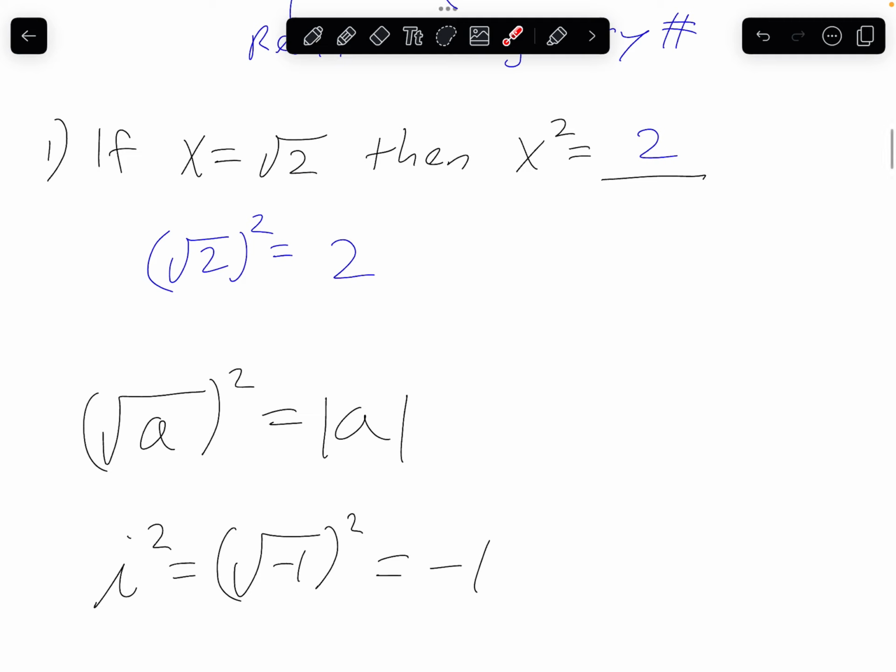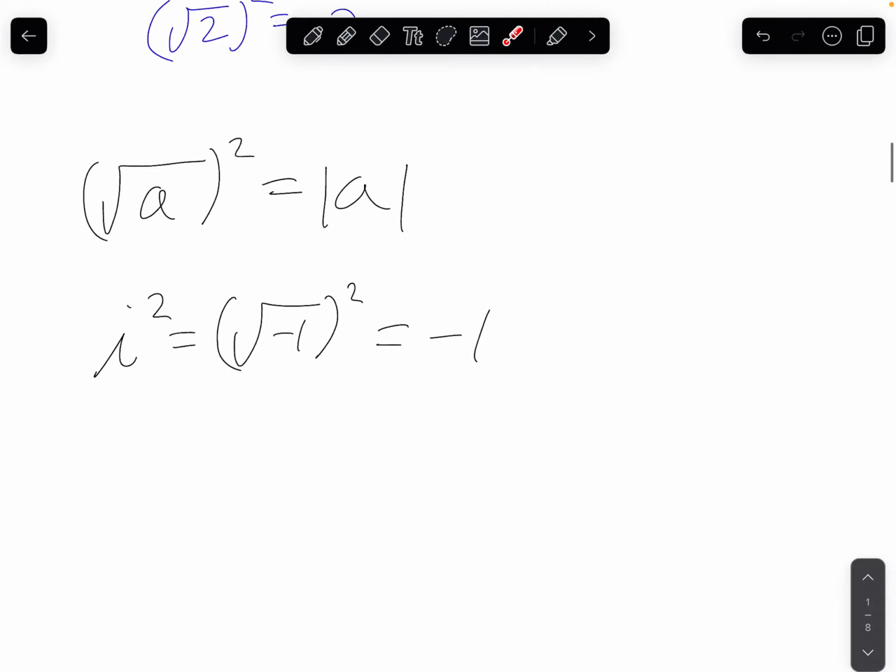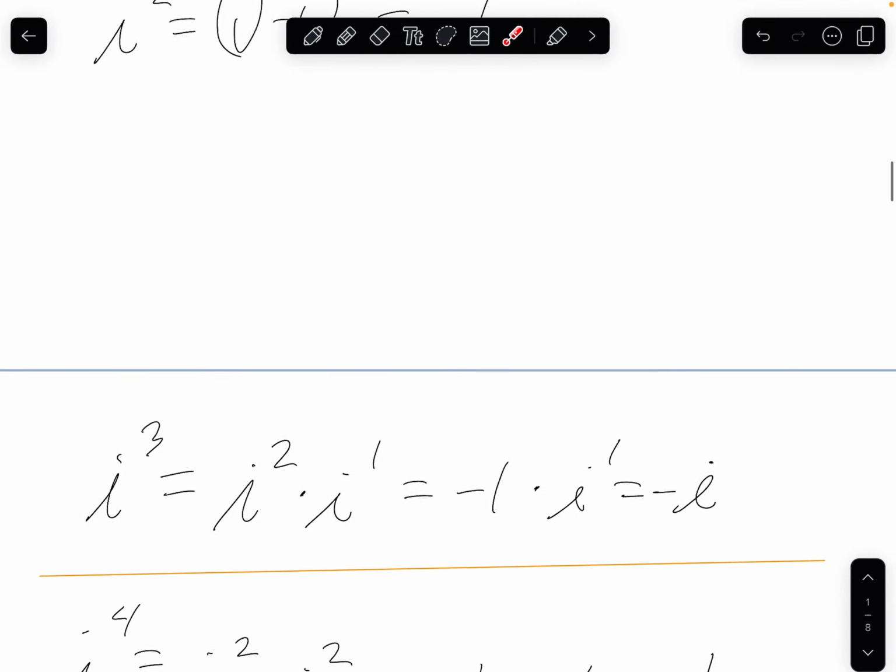So if i to the second power is being evaluated, that means the square root of -1 is being evaluated, and again we're talking about the radical disappearing, and what we're left with is -1. This is what we discussed in class and why i squared is equal to -1. So let's look at some other exponents and see how i, the imaginary number, behaves.